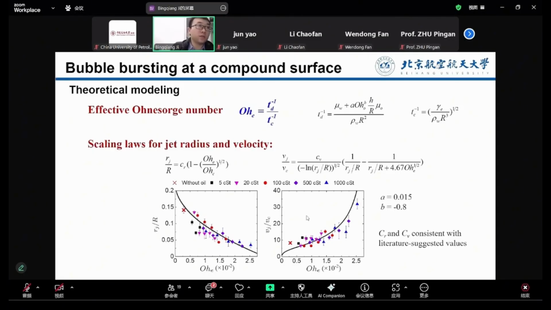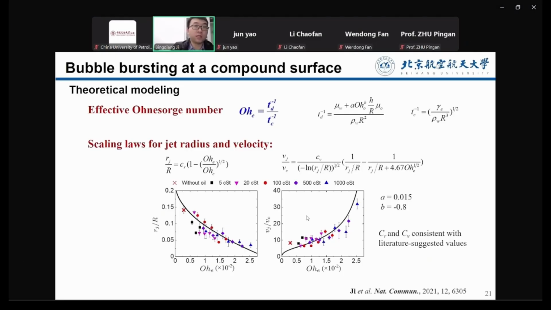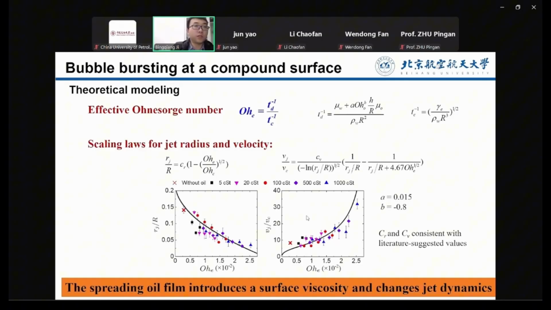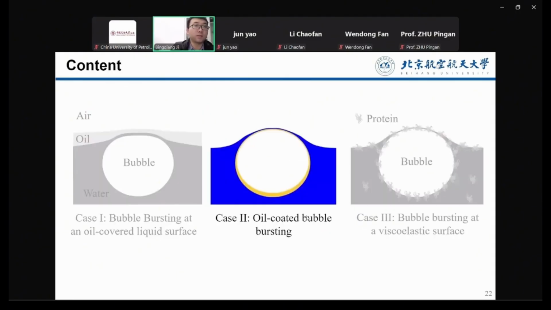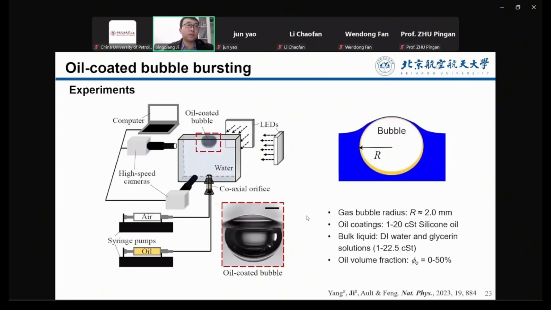Note that we changed the viscosity by about 100 times, and this data is from experiments with different oil thickness. So the conclusion is that in this case, the spreading oil film introduces surface viscosity and changes the jet dynamics. And the second case I want to talk about is bursting of an oil-coated bubble at a clean liquid surface.